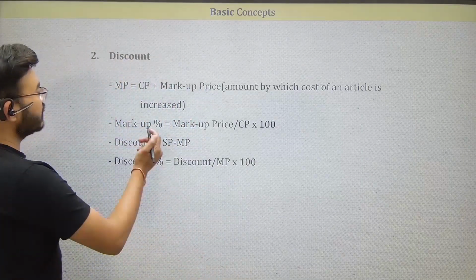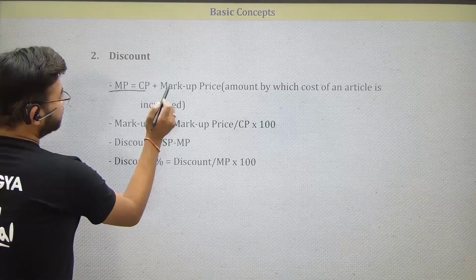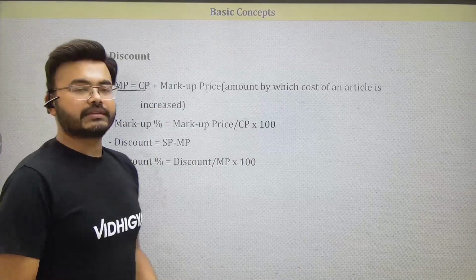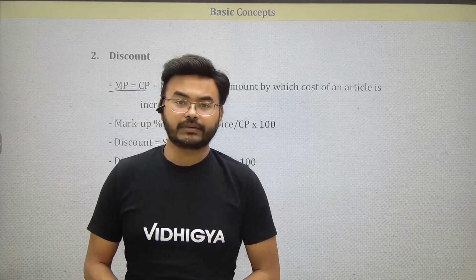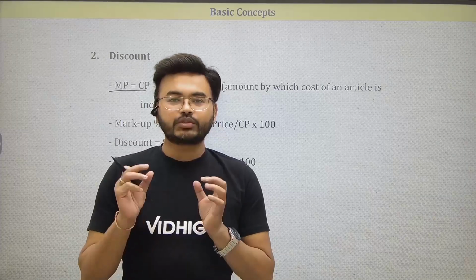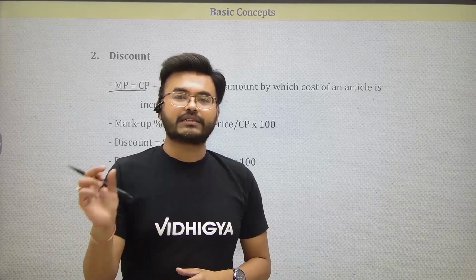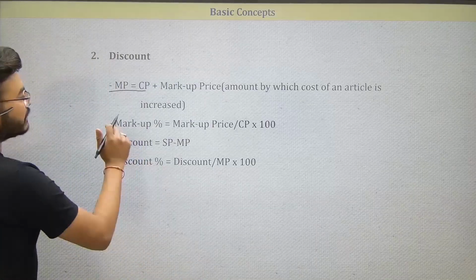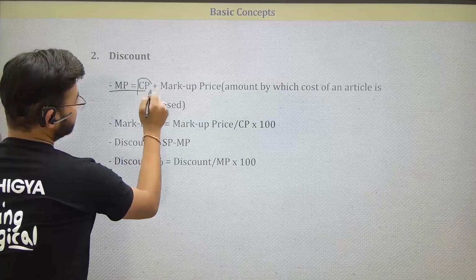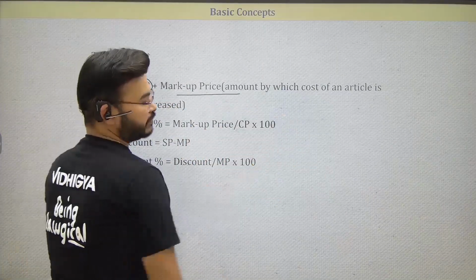Now the next magical concept that we are going to learn about is discount. Now there is another term called the marked price. Whenever you go to a shopping store such as DMart, the price that you see over there is the listed price, which is also known as the marked price. So marked price is nothing but the cost price plus the markup price.